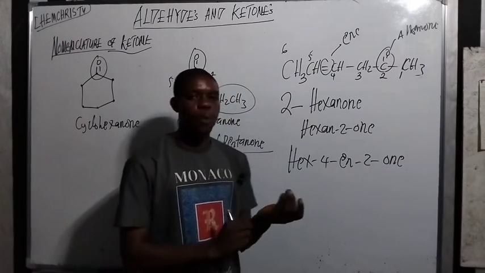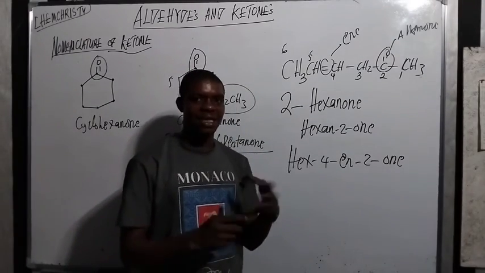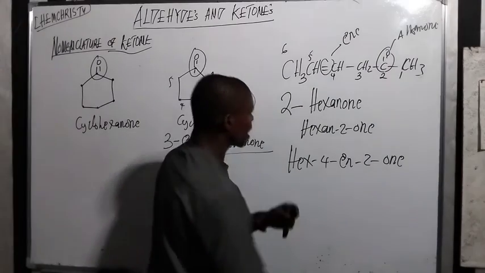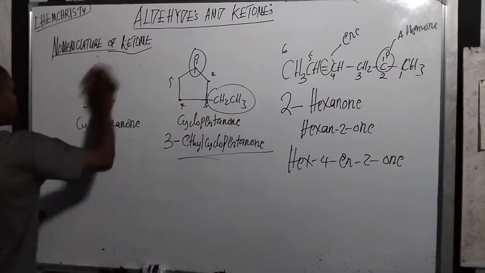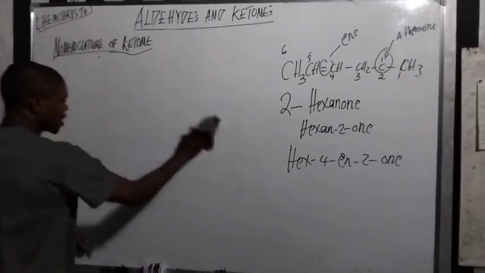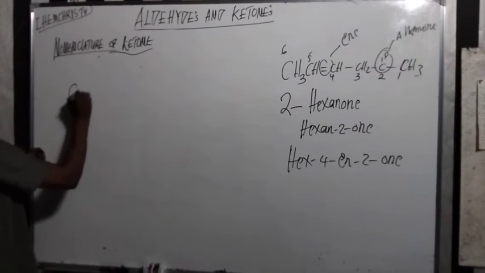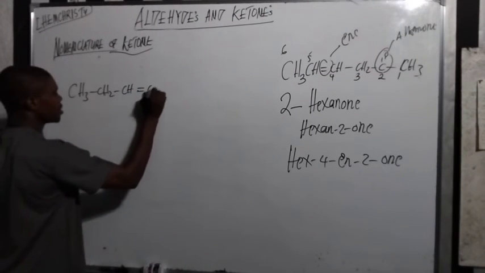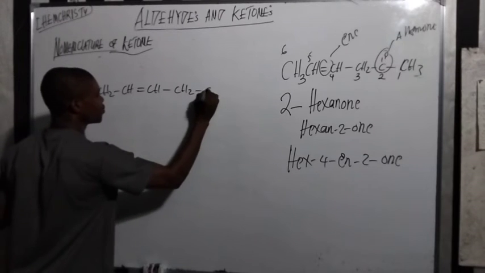So this is how to name compounds that have an alkene and either an aldehyde or a ketone. So let's take another example for you to understand, so you get it clearly. If for example you have CH3, CH double bond, CH2.